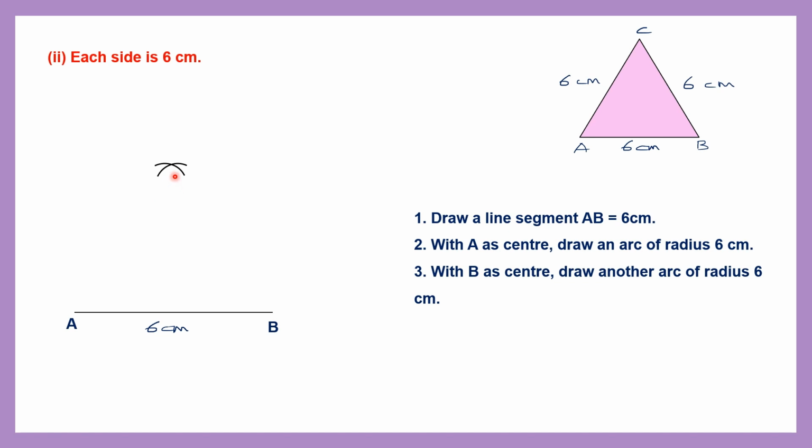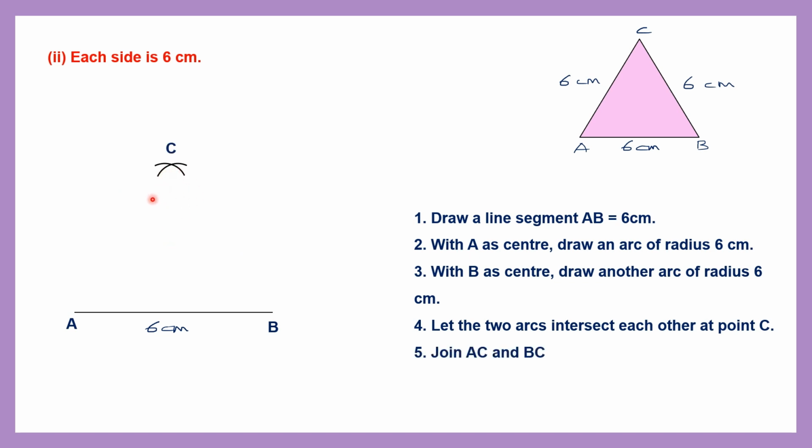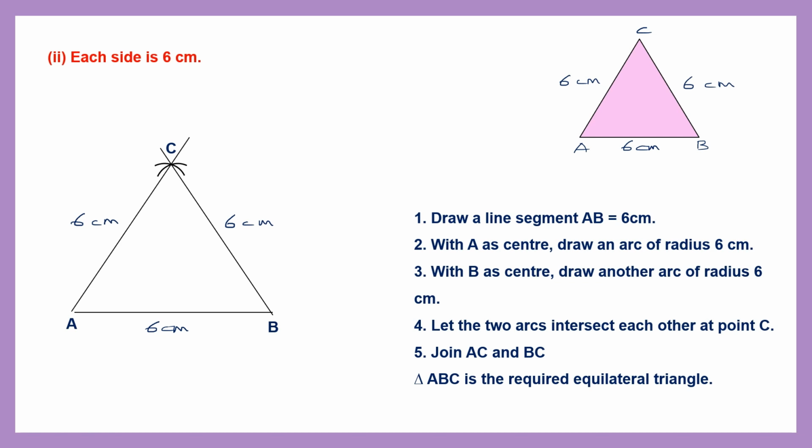Now at the point where they meet, you can see two arcs have intersected. Let the two arcs intersect at a point C. So name that point as C. Next step, join AC and BC. So we have joined AC, we have joined BC. So we've got the required triangle with all sides 6 centimeters and this is an equilateral triangle. So triangle ABC is the required equilateral triangle.